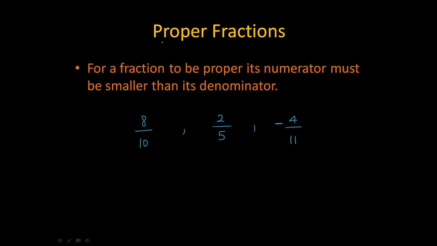Alright, so for a fraction to be proper, its numerator must be smaller than its denominator. So here we have 8/10, 2/5, and then we have a negative fraction, 4/11. If you look at the numerator, you see that 8 is less than 10, 2 is less than 5, 4 is less than 11. So that's how you recognize a proper fraction.